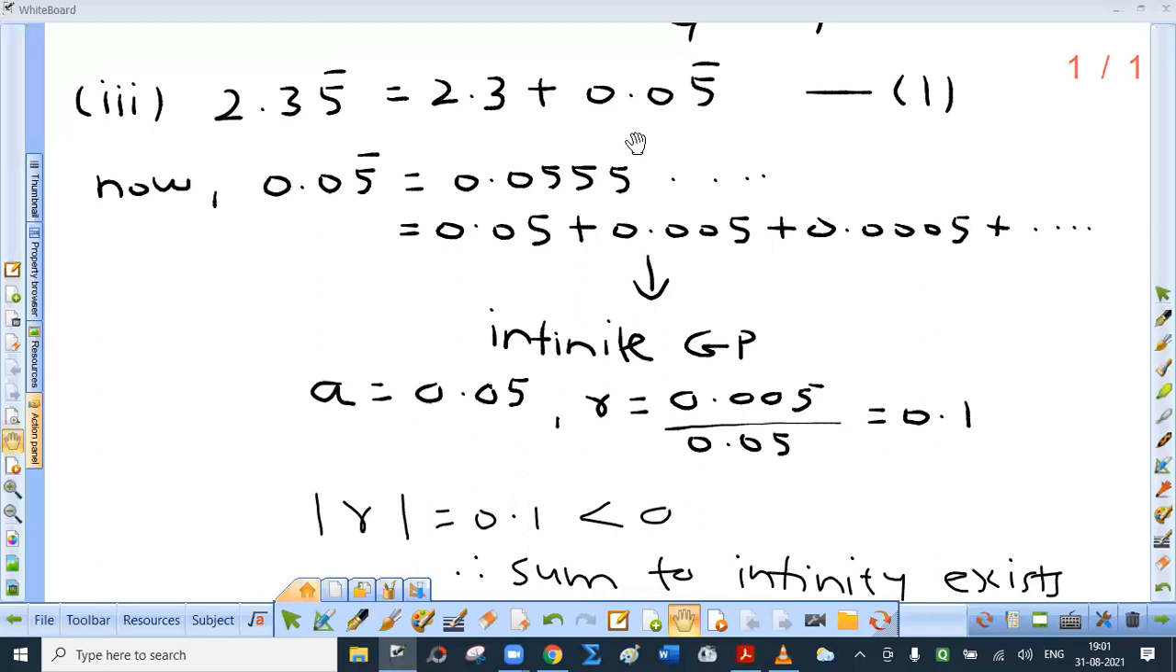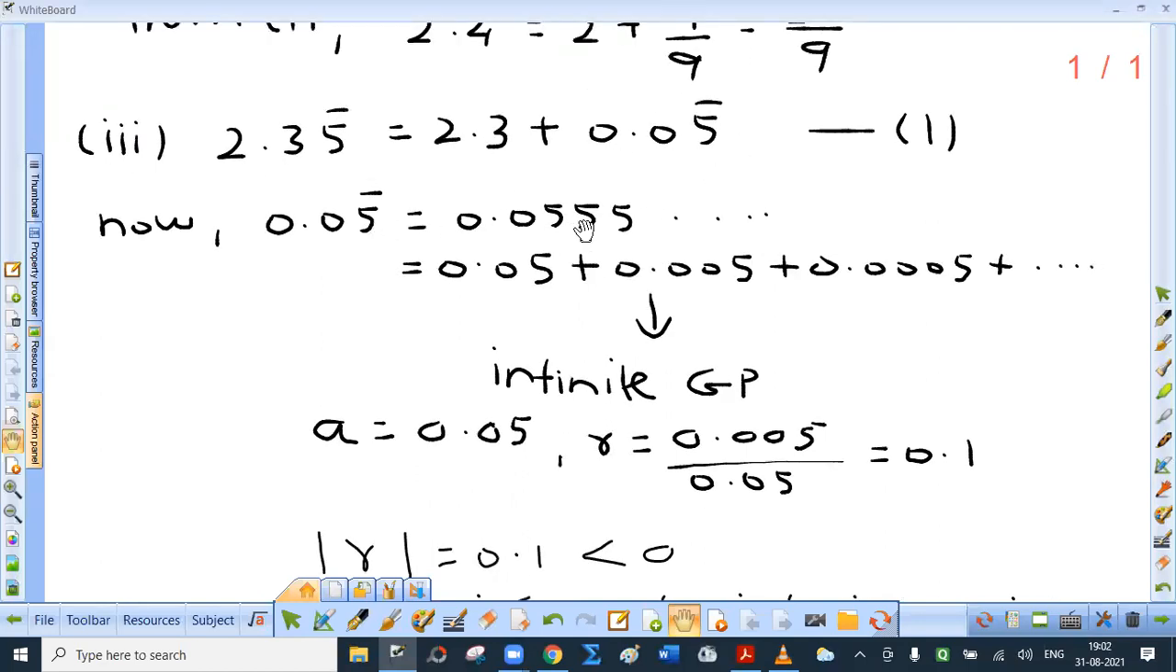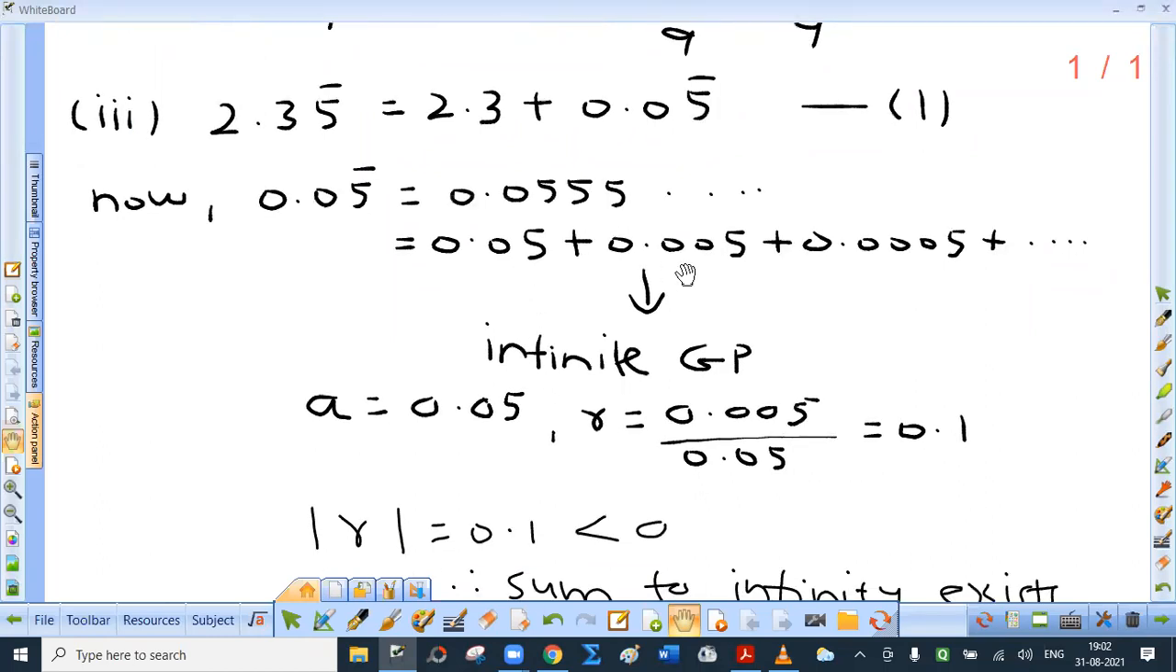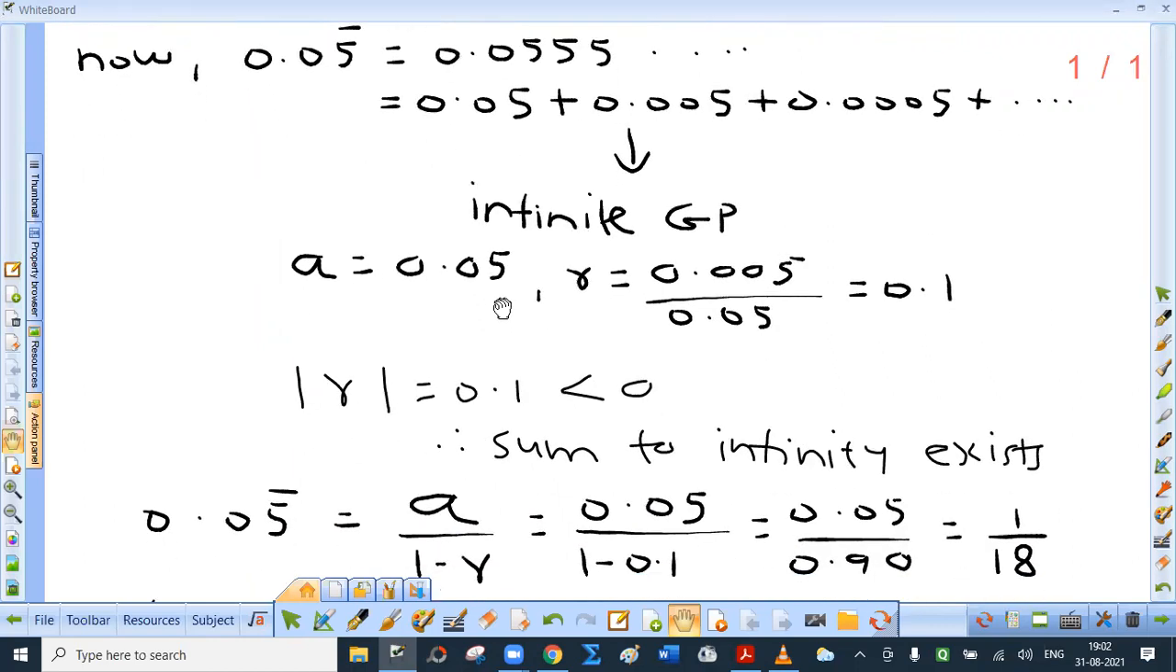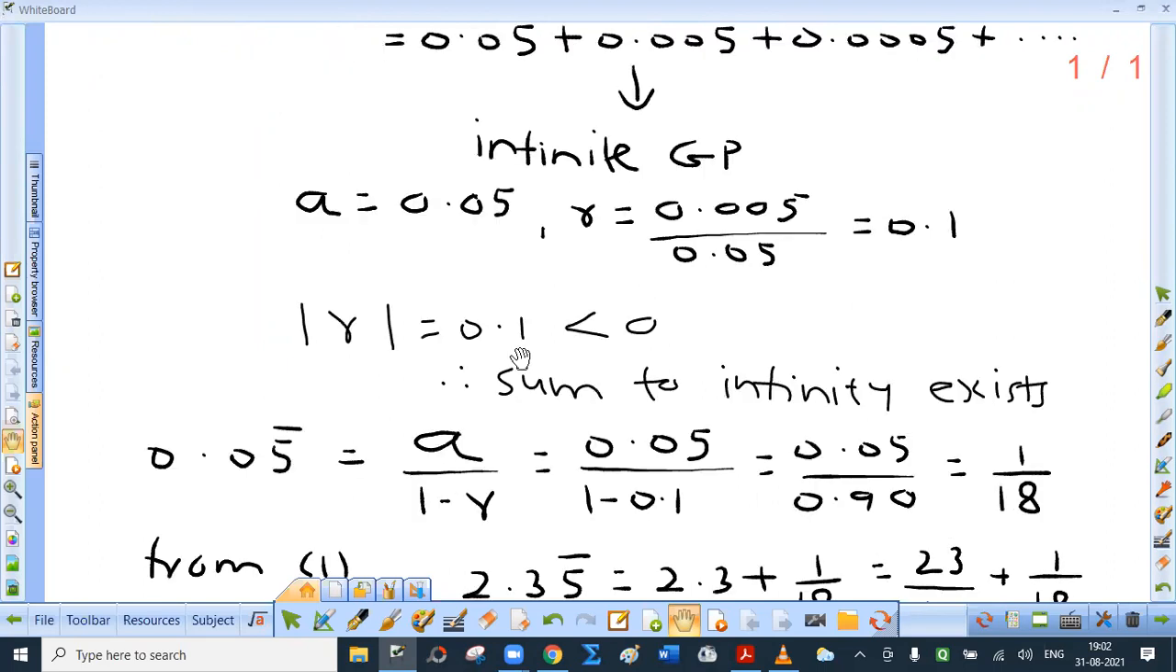2.35 bar means 2.3 plus 0.05 bar. So 5 repeats here. Now 0.0555 can be written as 0.05 plus 0.005 plus 0.0005 and so on. So these terms are in geometric progression. In fact, infinite GP with first term 0.05, common ratio 0.1. Now modulus of common ratio is less than 1. I should write, not less than 0. It should be less than 1. Now this is correct. So sum to infinity exists, right?